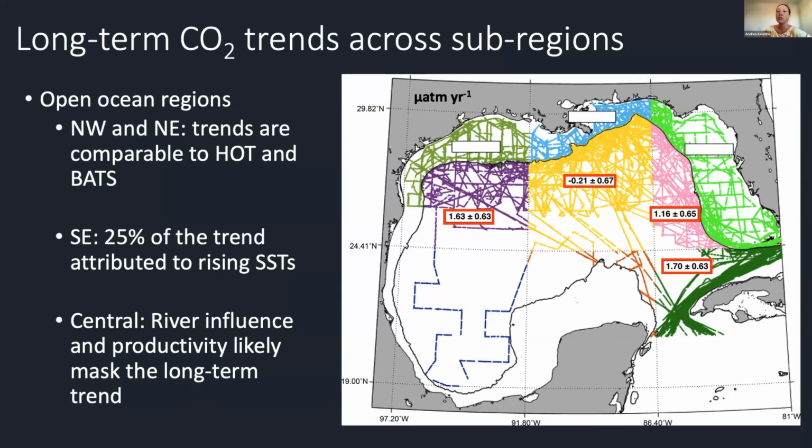And then in the central Gulf of Mexico open ocean, we don't see any long-term trends in SST, salinity, or pCO2, potentially because this region is influenced by the Mississippi and Atchafalaya river systems, which introduces variability that may mask long-term trends.